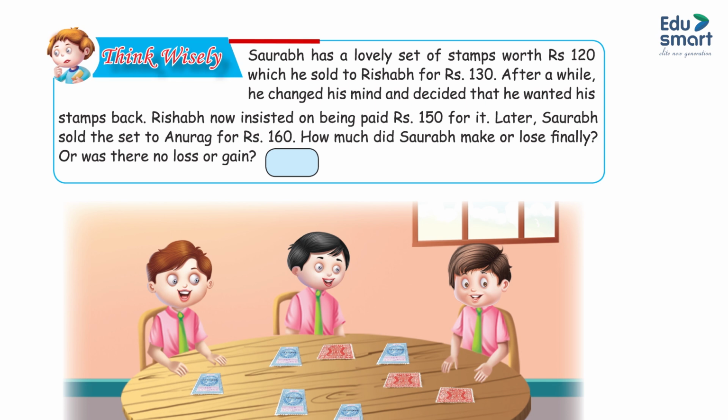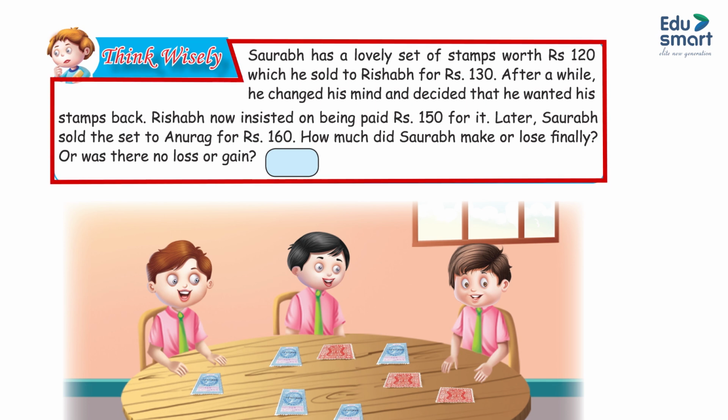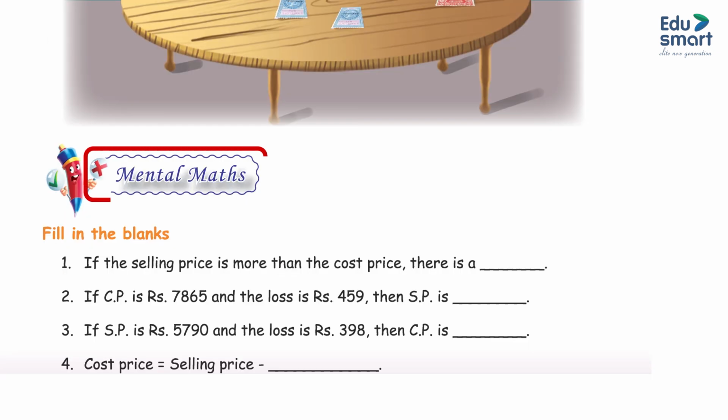Think wisely. Saurabh has a lovely set of stamps worth rupees 120, which he sold to Rishabh for rupees 130. After a while, he changed his mind and wanted his stamps back. Rishabh now insisted on being paid rupees 150 for it. Later, Saurabh sold the set to Anurag for rupees 160. How much did Saurabh make or lose finally? Or was there no loss or gain? Answer: loss rupees 10.